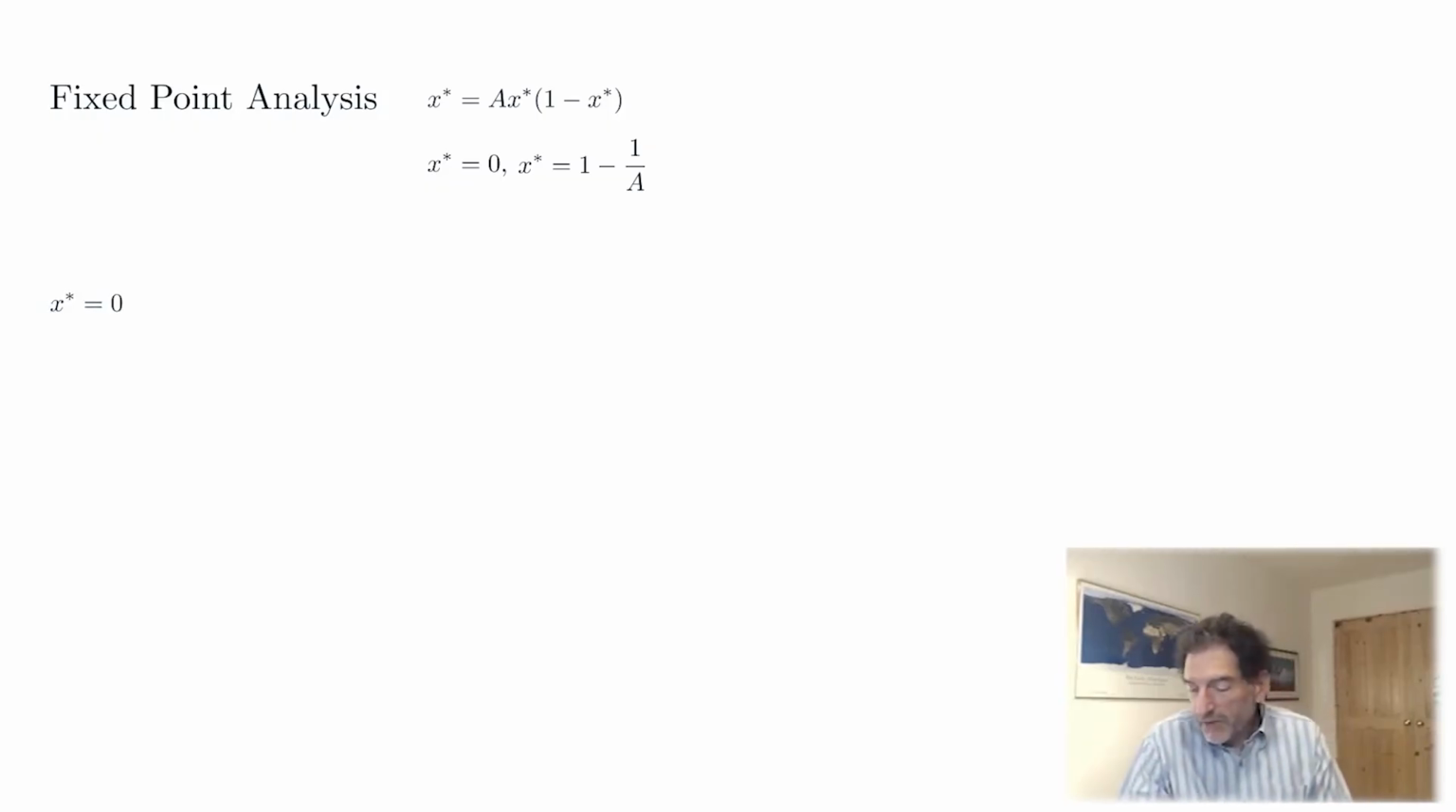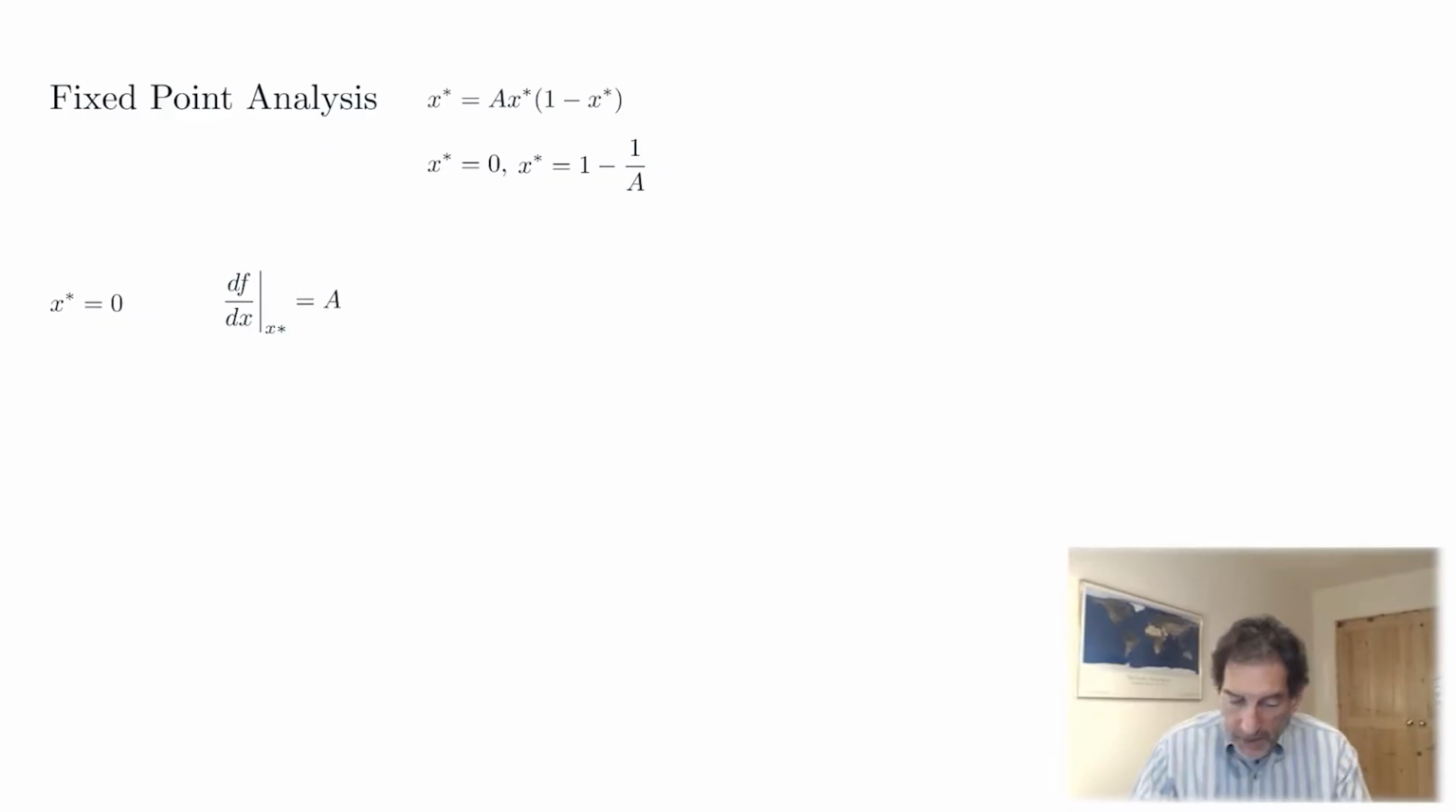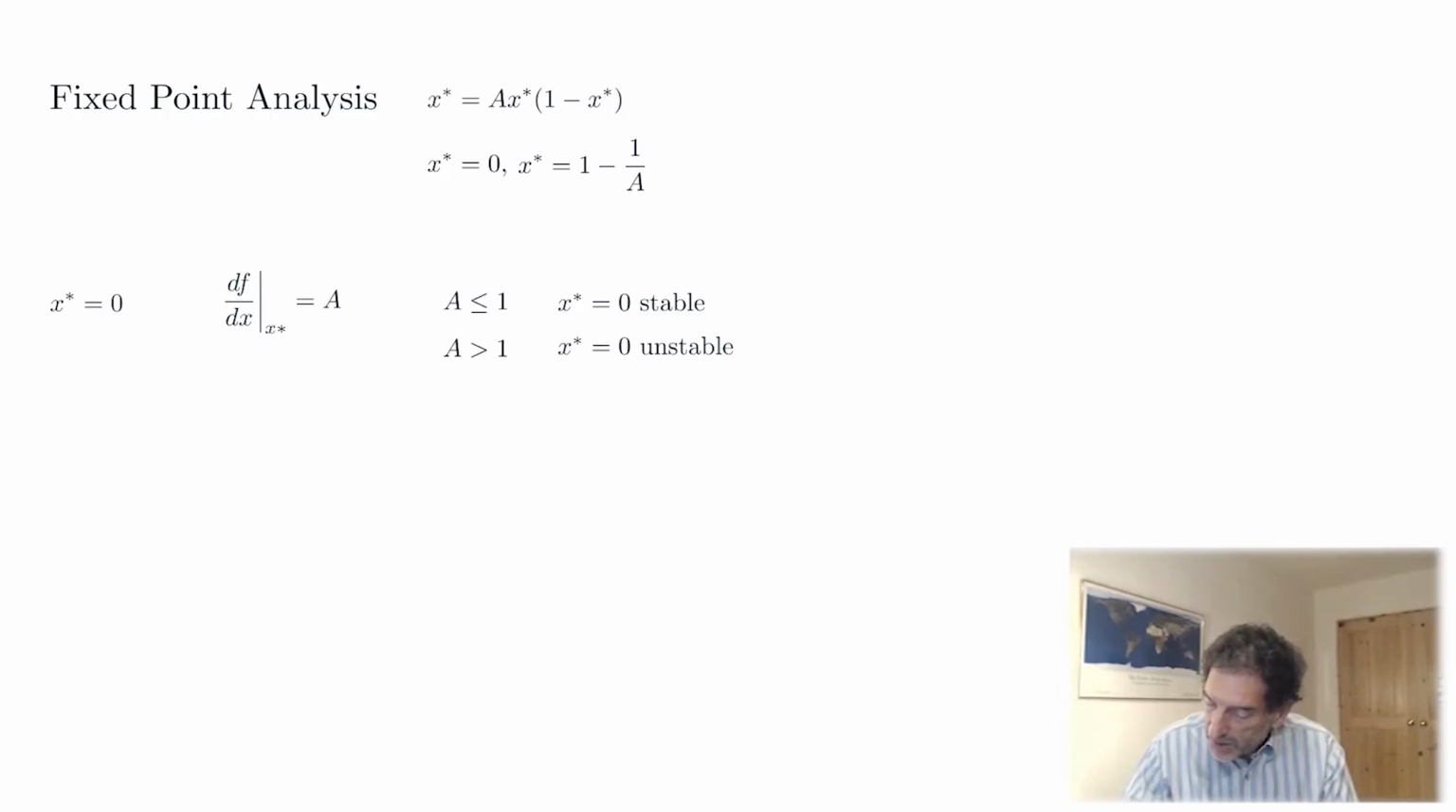As we've seen in the previous slide in the graphical representation, what determines whether a fixed point is stable or not is the slope of the function at the fixed point. The slope of the function, df by dx at x star, when x star is equal to 0, in this case we just get equal to a. And what we saw is that if the absolute value of the slope is less than 1, then the fixed point is stable. Otherwise it's unstable. So what we infer from this is that when a is less than or equal to 1, x star equals 0 is stable. For a larger than 1, x star equals 0 is unstable.